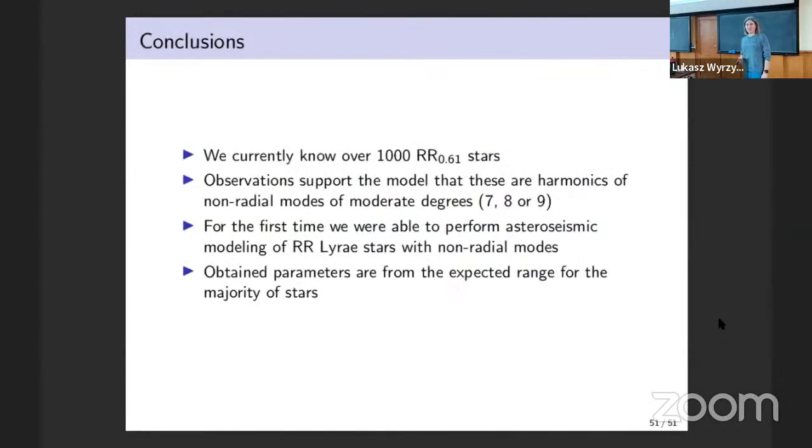And yeah, so to conclude, we know a lot of those stars in our Lyra group and classical Cepheids group that have those additional signals. And the observations and the properties of those stars really support the model that was proposed, that these are due to those non-radial modes of degrees 8 and 9 or 7, 8, and 9. And that allowed us for the first time to use those stars for the asteroseismic modeling. And for the majority of stars, we got reasonable results, but it will obviously be interesting to study further with some additional observational constraints like the metallicity for those stars to get some additional constraints on the model.